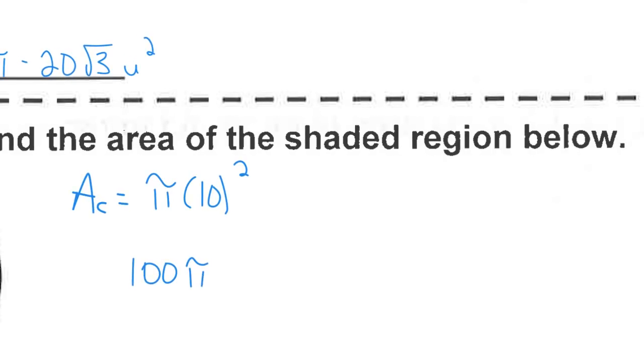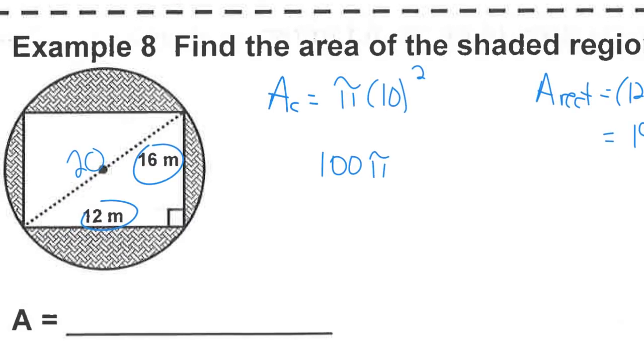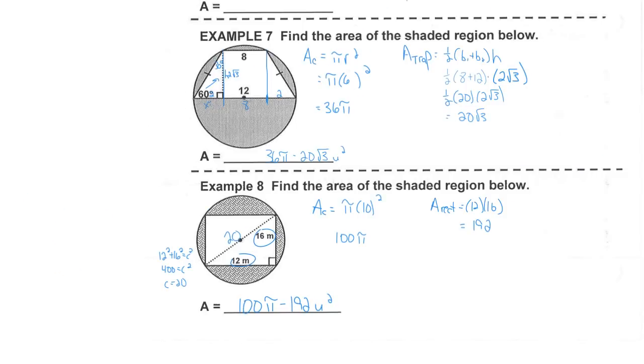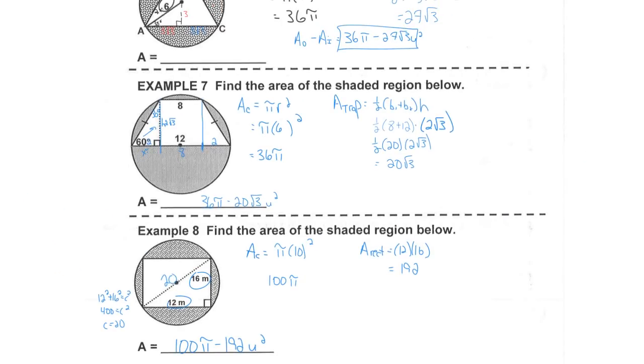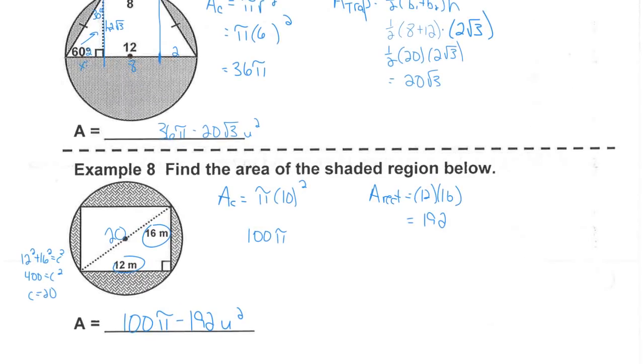So we got 100 pi to start off. Then the area of the rectangle, that's the easier of the two. Length times width, it looks like they gave it to us, is 12 and 16, which is 192. So my answer, 100 pi minus 192 units squared. So guys, it's really just repeating everything that we've been doing over again. Don't forget to do the outside minus the inside. It's easy to flip that. If you have any questions, just let me know. Good luck.